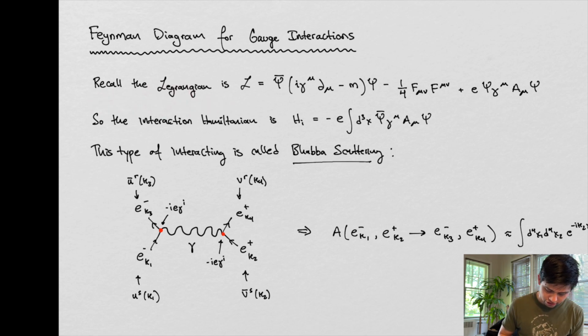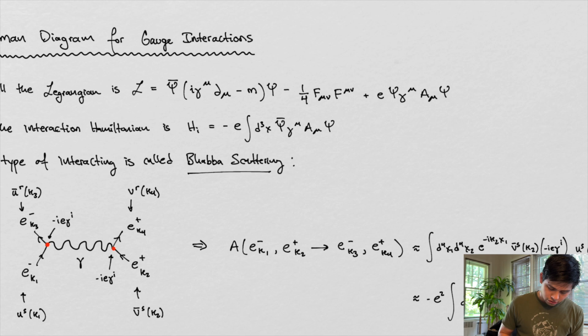So we recall the Lagrangian. So this is our Lagrangian. So we have our spinors now. We're dealing with spinors. And we have our massless gauge field, right? Our massless vector field, essentially. And then we have an interaction between our spinors and our vectors. And this is what the gauge interaction looks like, right? So our Hamiltonian looks like this. It's just the integral of our interaction piece, okay?